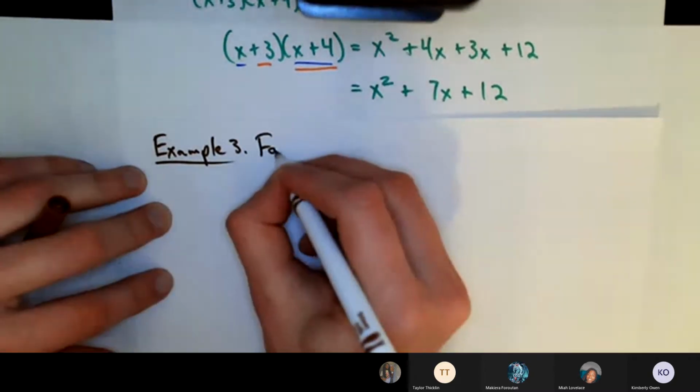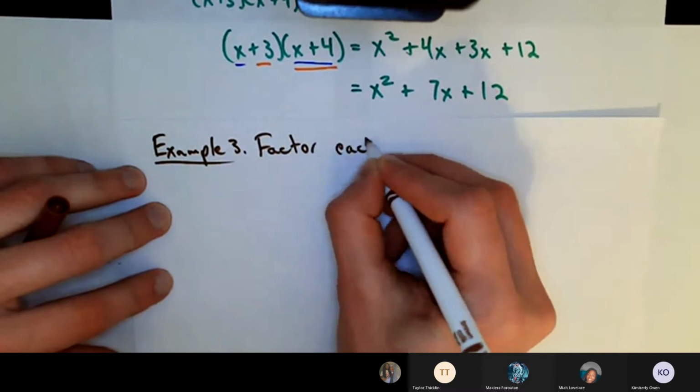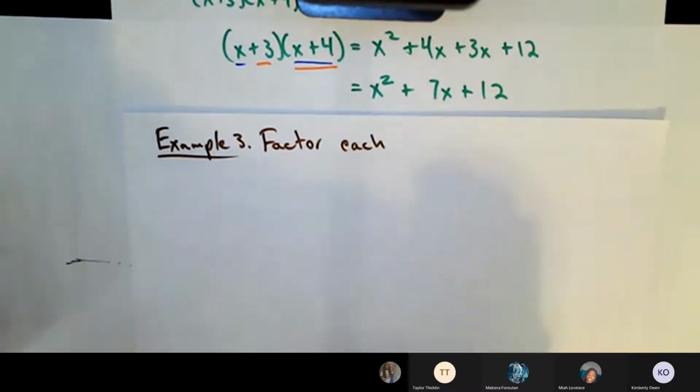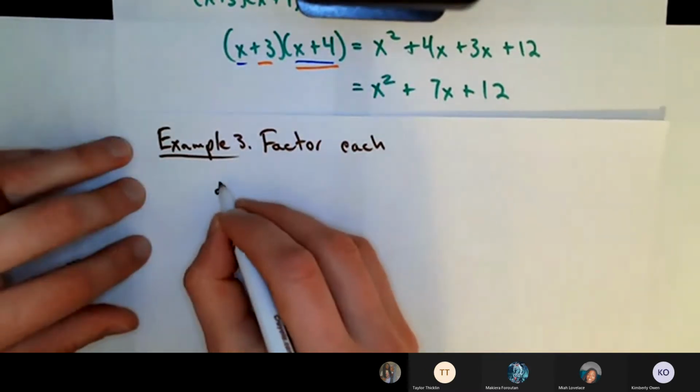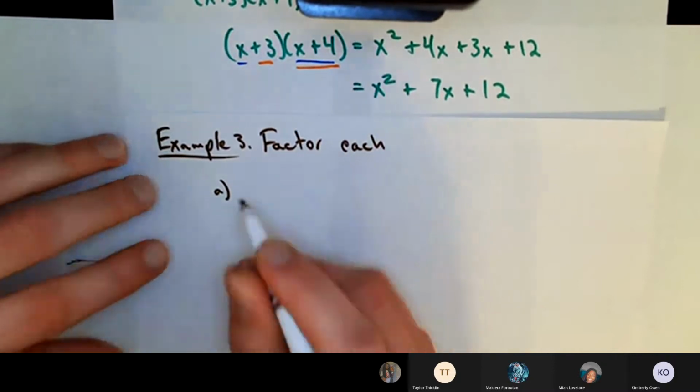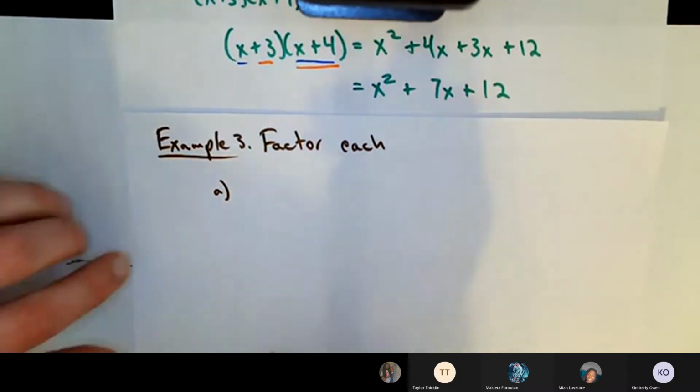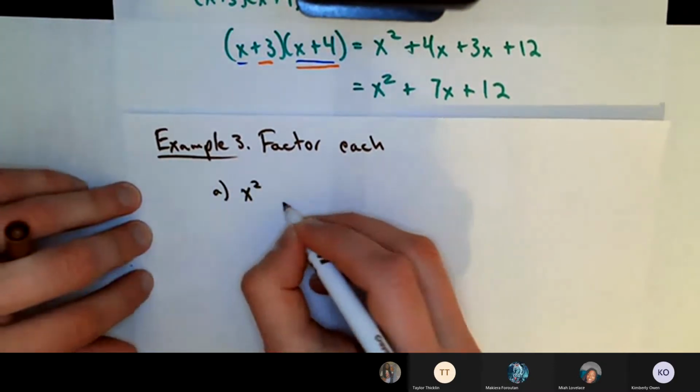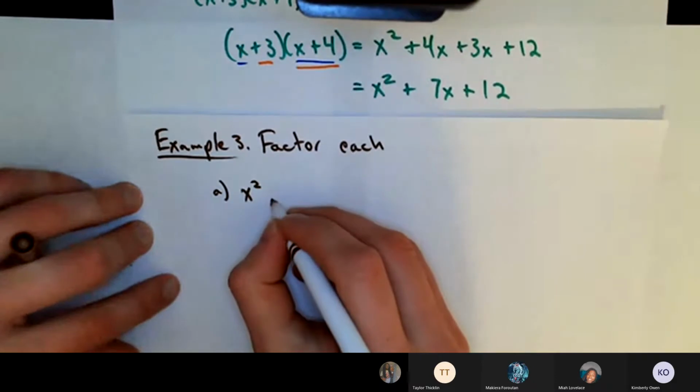Let's say factor each. I'm just going to give you probably 5 here, and we will do our best to factor all of them. I may leave a couple of them for you to try on your own. Let's say 12 is a good number to mess with.